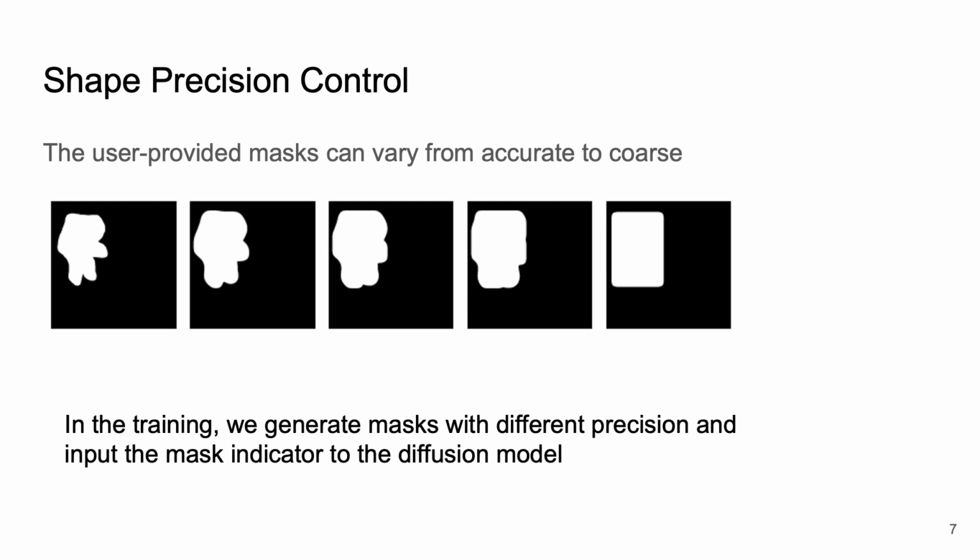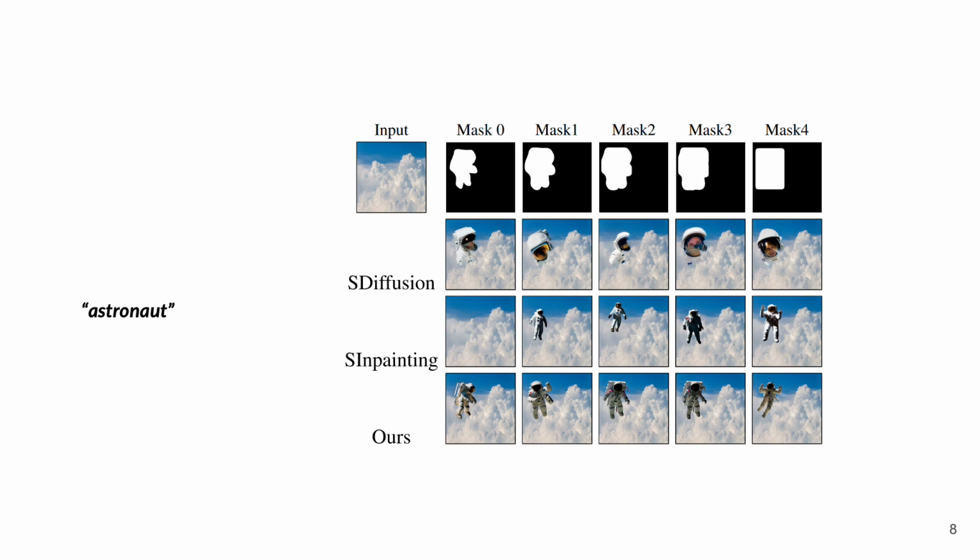For example, on the leftmost, we have an accurate astronaut mask, and then we just apply Gaussian blur iteratively, and in the final mask type, it will be a bounding box. Then we can input it into the diffusion model. In the training, we input the mask type, and also its corresponding coerced mask into the model to let it know which mask it is input.